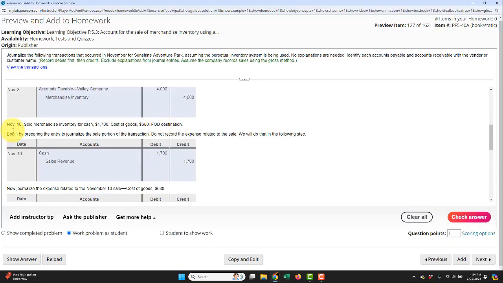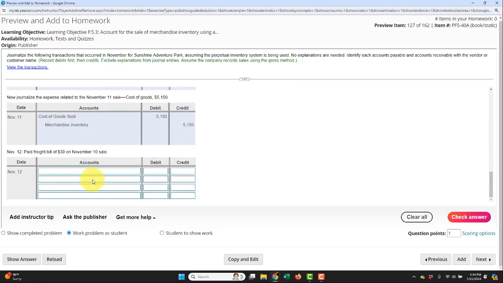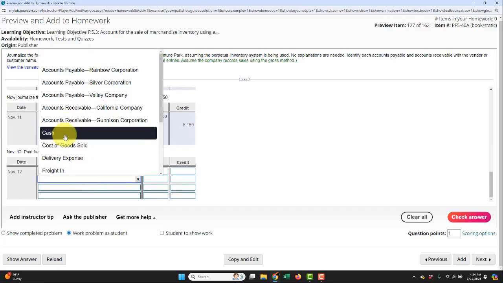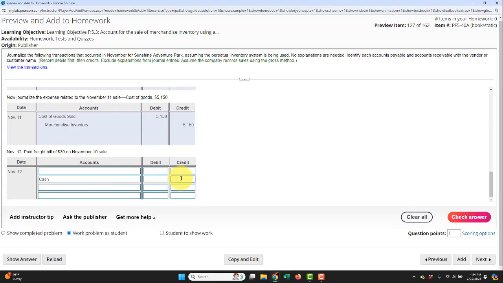This means that, again, since we are the seller, the shipping terms are that the seller is responsible up to the destination. Since we are the seller in this case, we are paying for the shipping. So we're going to basically have cash, $30.